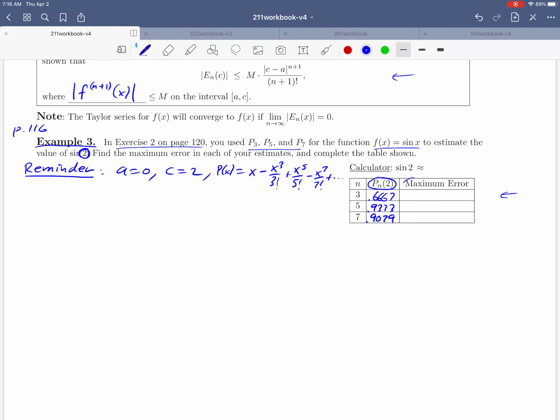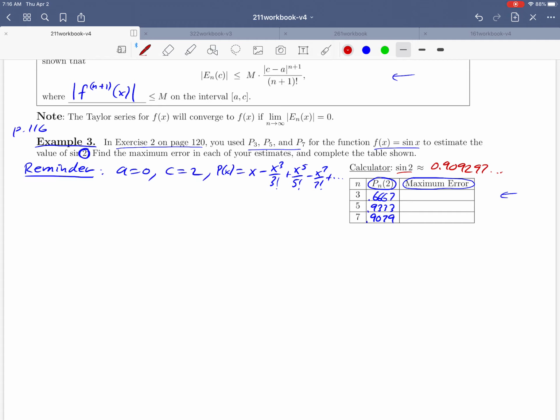What's going to be new in this problem is this column. What is the maximum error in those approximations? Well, that's going to be the error between the approximations and the actual value of sine of 2. Let's use our calculator to see what it thinks the value of sine of 2 is. You can do this on your own with your calculator. Just make sure that you're in radians. If you take sine of 2, here's what I'm hoping you'll get: 0.909297, and so on.